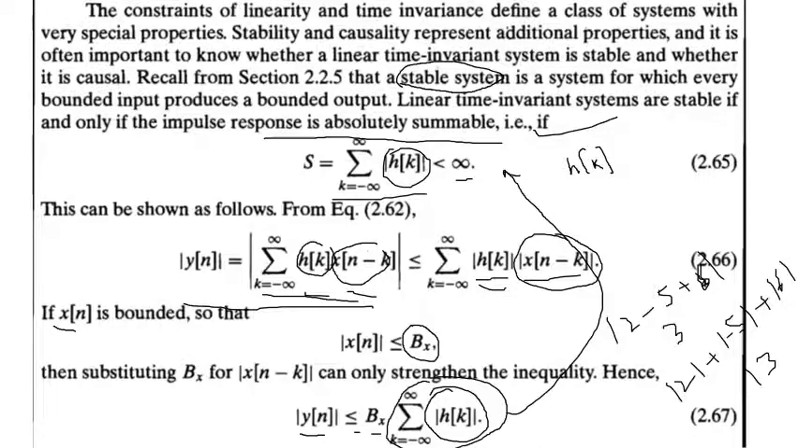So x of n is bounded. It means that the magnitude of x of n is less than B of x. So we can substitute B of x in place of x of n minus k, which is just a shifted version. According to this formula, this is okay. The only thing we need to care about is that the impulse response is less than infinity. So this is the condition for stability of an LTI system. And next we will look into the causality of LTI system.